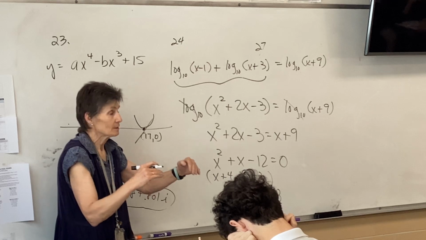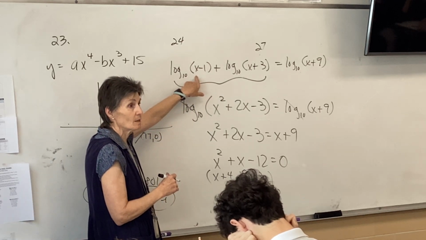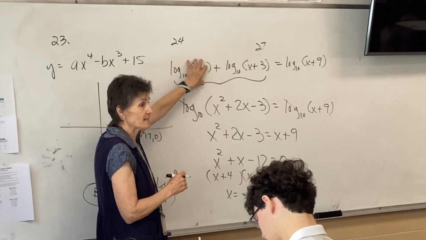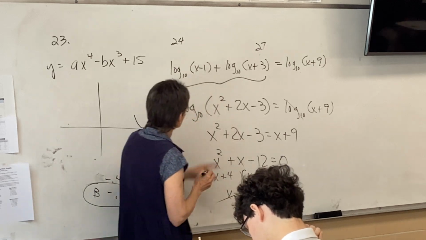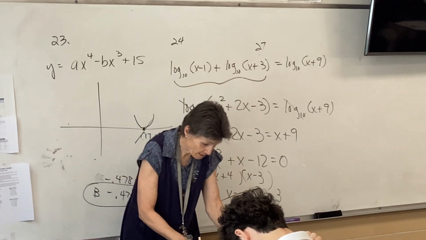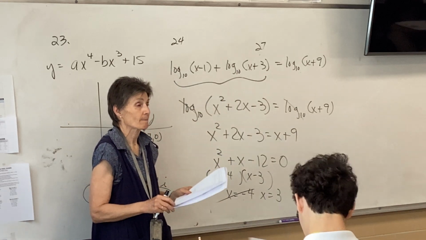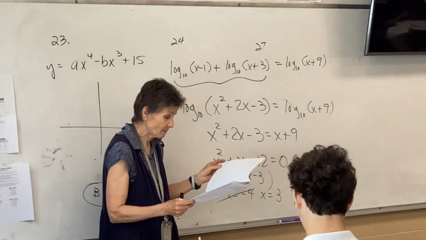But time out. If I put negative 4 right here in this equation, what's going to happen? That's going to be negative. Can I take the logarithm of a negative? No. So this one's extraneous. 3 will work. So whatever answer says A would be the answer. Good? And then 27.